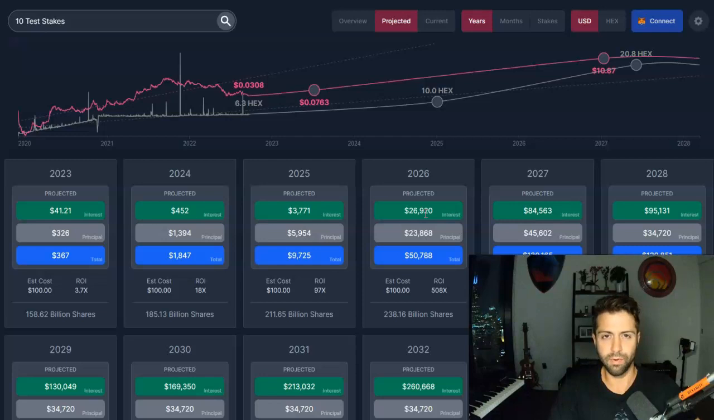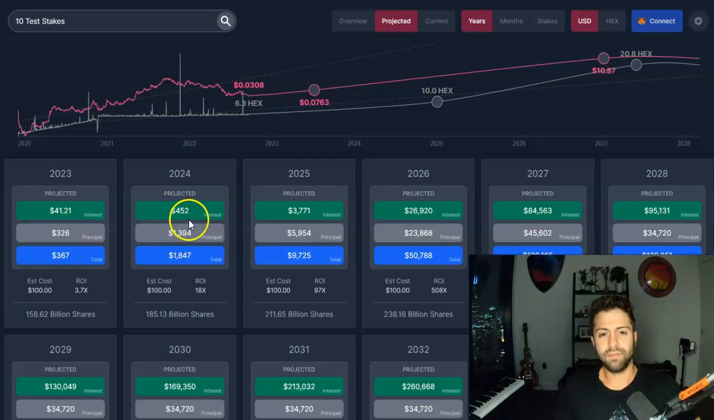But when you understand the power of compounding interest, what HEX does is it effectively simulates compounding interest by abstracting it in the share system. That was one of the genius innovations behind HEX. Now look, even in 2024, your interest isn't that crazy. Yeah, sure, you made $1,000 and $400 worth of interest, but that's not life-changing money.